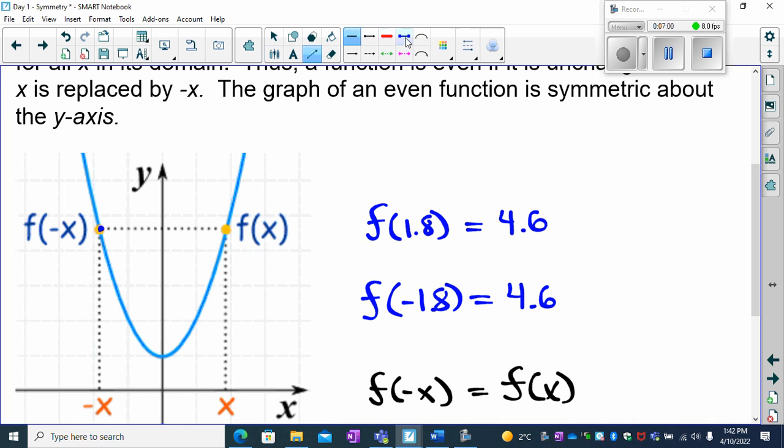Notice the symmetry about the y-axis. Here it is. If I took this piece of the curve right here on the right and folded it across the y-axis, it would lay right on top of the left, or vice versa. If I folded this left piece across the y-axis, it would lay right on top of this. That is an even function.